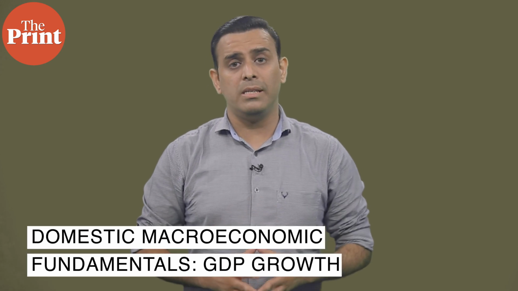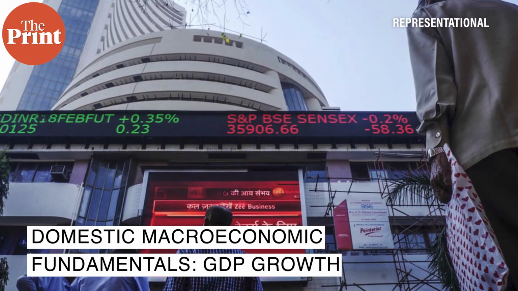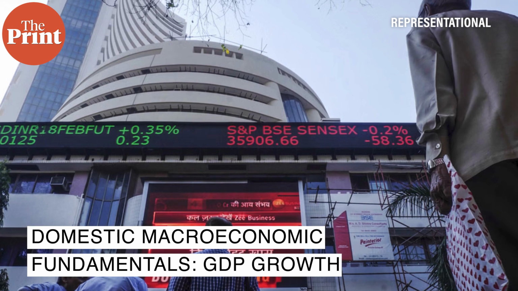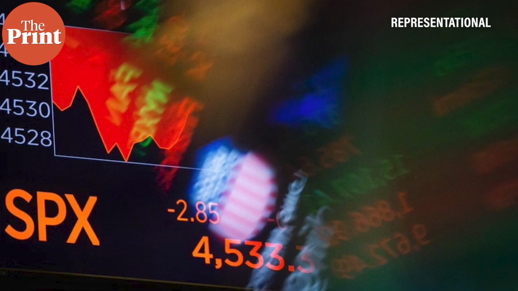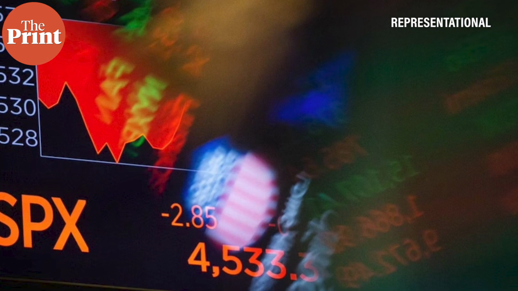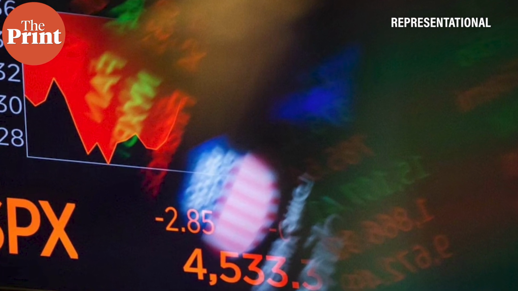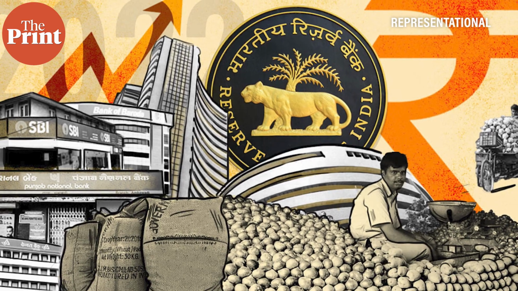The third is domestic macroeconomic fundamentals, especially on growth. Because India is an emerging market and foreigners invest in countries like India for their growth prospects, the bulk of foreign investment is in stocks or equity markets, which is linked to the growth prospects of India.